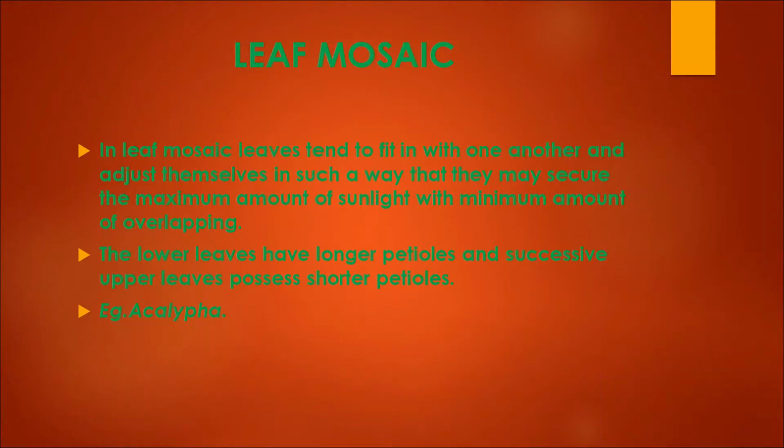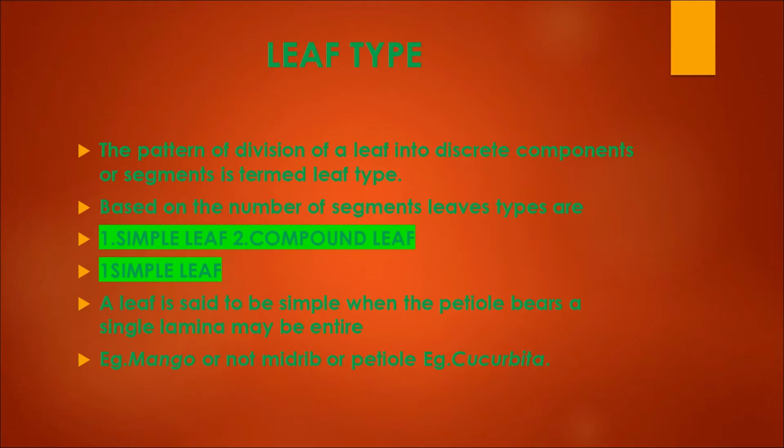What is leaf mosaic? Leaf mosaic is a type where the leaves tend to fit in with one another. Many leaves adjust themselves in such a way that they may get more sunlight with minimum overlapping. Here the lower leaves will have longer petioles, and the successive upper leaves will possess shorter petioles, by which they can expose the leaf lamina maximum to the sunlight. Example Acalipa.